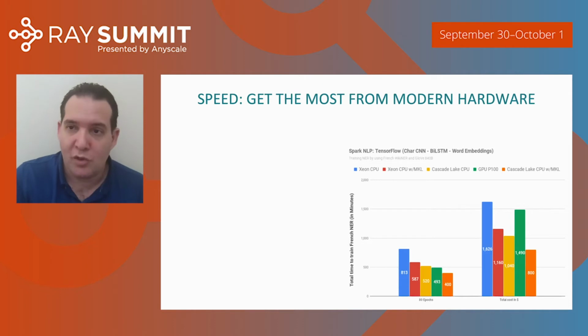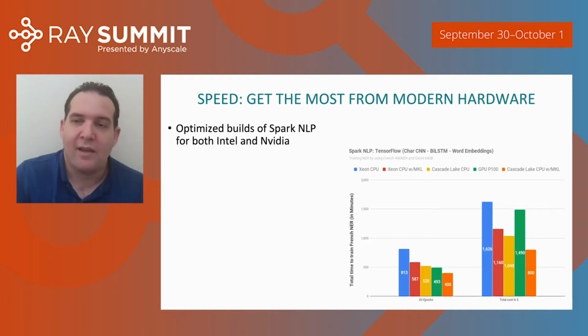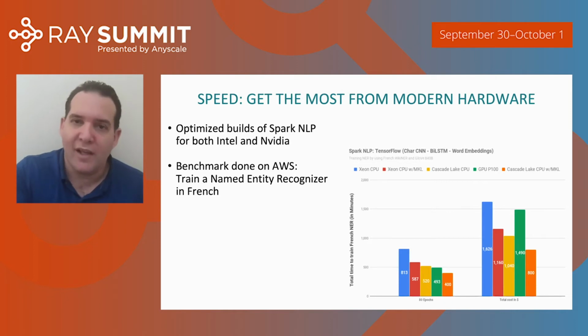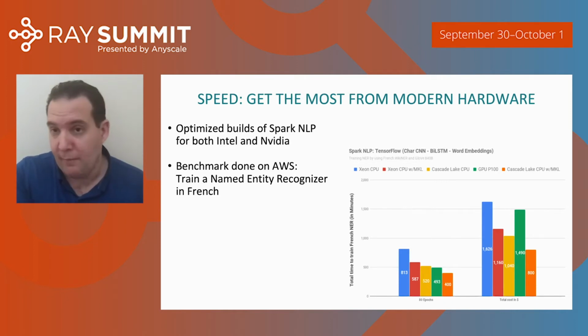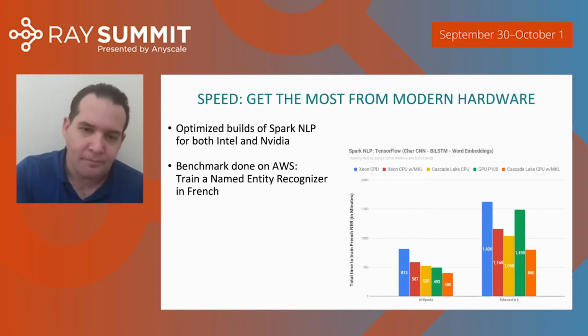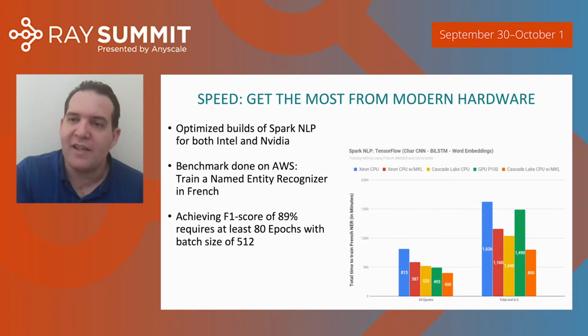The other thing that we do is we have optimized builds for the latest and greatest, both Intel and NVIDIA chips. So the standard CPU builds, there are GPU builds for NVIDIA, and there are Intel Xeon builds that are also specialized. This is one case study on AWS of training a named entity recognizer in French based on Wikipedia in French. And what we did here was really we wanted to compare just runtime.